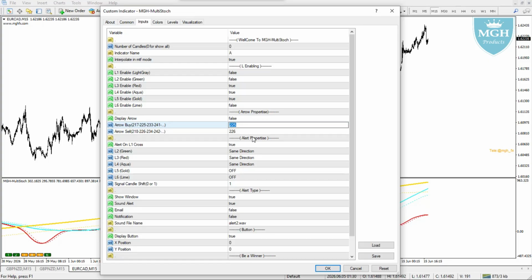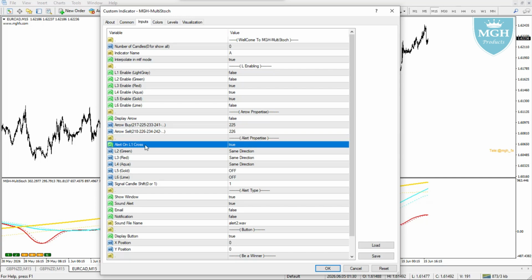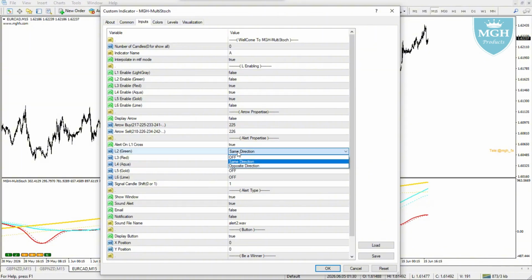Now, this part is very important. The alert system. The main trigger is the cross on your current time frame. But here is a special part. You can filter this alert with the other time frames. For each line, you have 3 choices: same direction, opposite direction, or off.